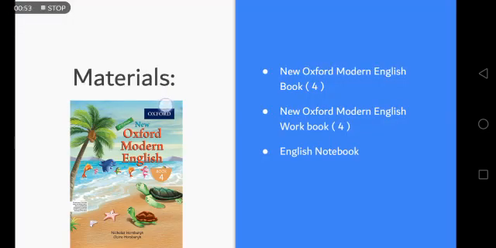Materials means resources. Which type of resources do we require for this unit? First one is New Oxford Modern English Book 4. Second one is New Oxford Modern English Workbook 4. And third, last one is English Notebook, on which you will do classwork and homework.